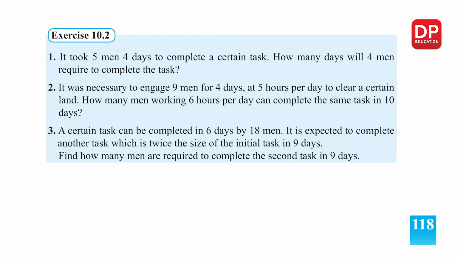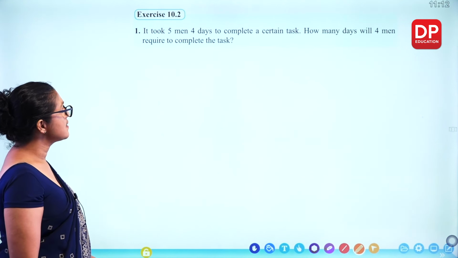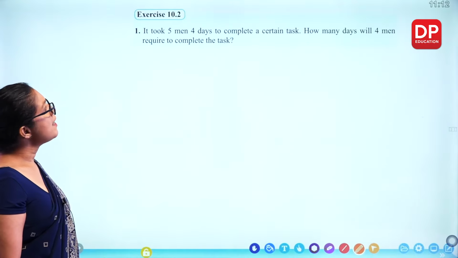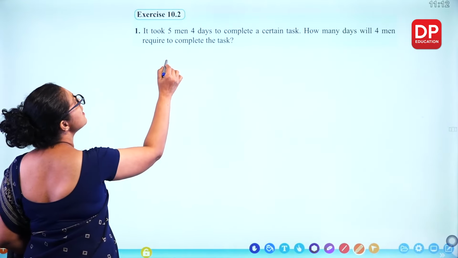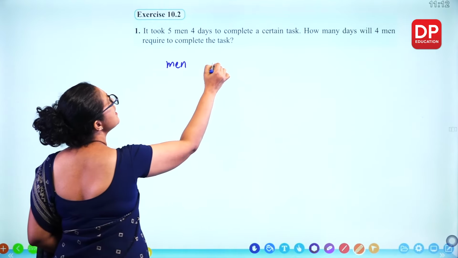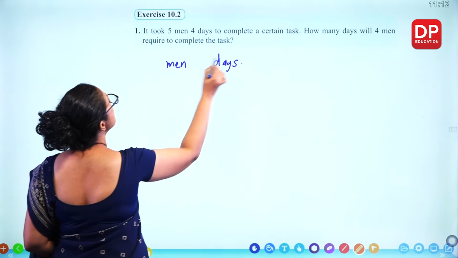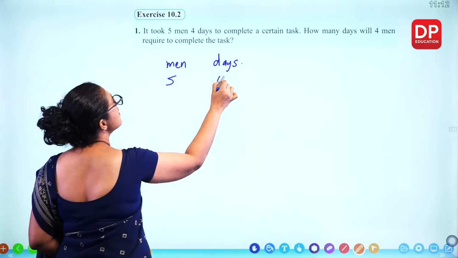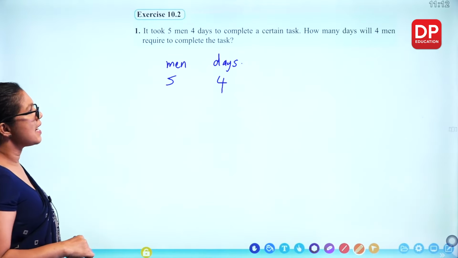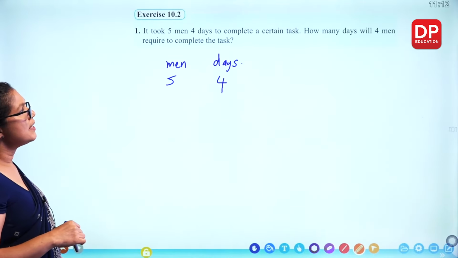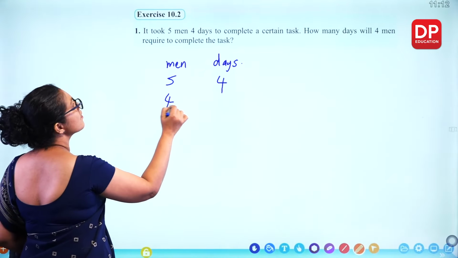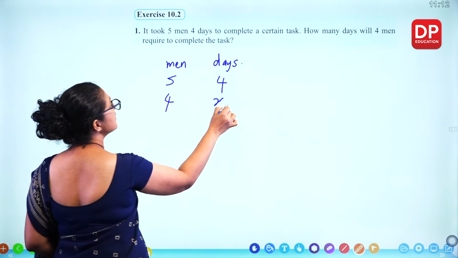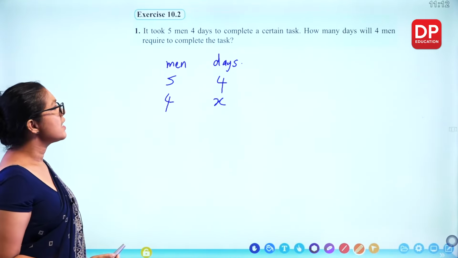Now we'll look at exercise 10.2. Question number 1, it says, it took 5 men 4 days to complete a certain task. So here, number of men and number of days: 5 men, 4 days to complete a task. How many days will 4 men require to complete the task? We can put x there.